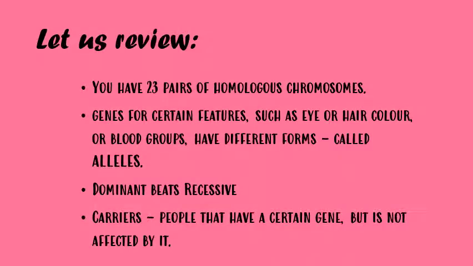You have 23 pairs of homologous chromosomes. How many pairs? 23. Genes for certain features such as eye or hair color or blood groups have different forms called alleles. Dominant beats recessive, and carriers are people that have a gene but are not affected by it.